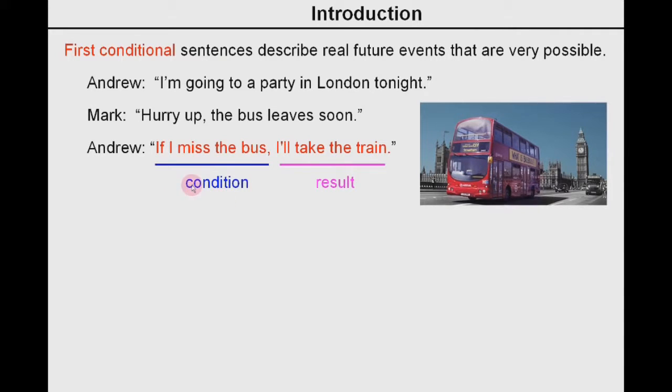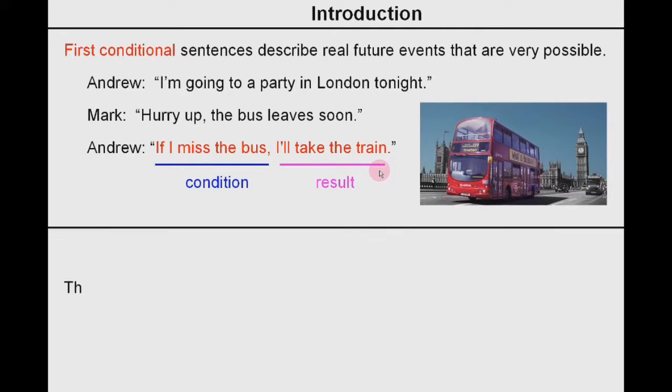So the first conditional is, if this condition is true, then this will happen. Okay? And it's in the future. So if this condition is true in the future, then this will happen in the future. Okay?